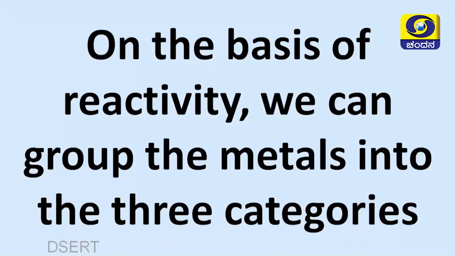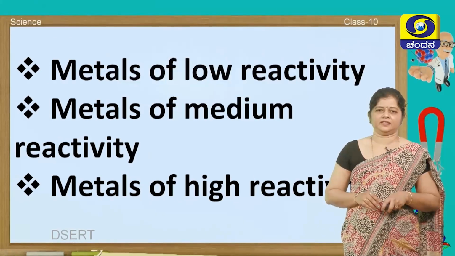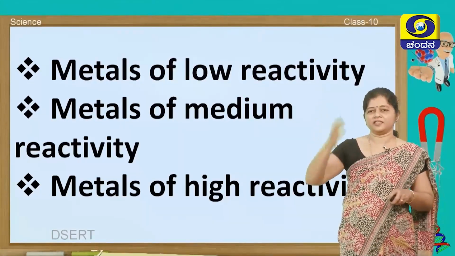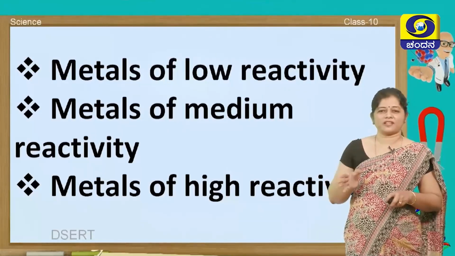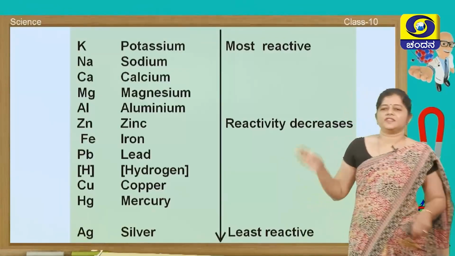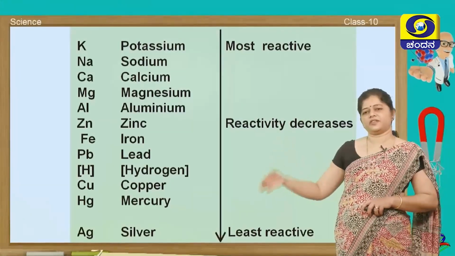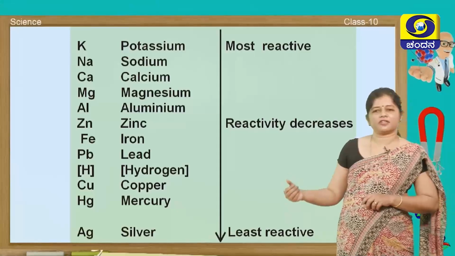On the basis of reactivity, we can group the metals into 3 categories: metals of low reactivity, metals of medium reactivity and metals of high reactivity. This you have already learnt in your reactivity series. So there are certain metals which are highly reactive, there are certain metals which are not at all reactive, and there are certain metals which are moderately reactive. So this is the reactivity series where you have potassium, which is the most reactive, and coming down you have silver, which is least reactive, and there are gold and platinum, which are not at all reactive.